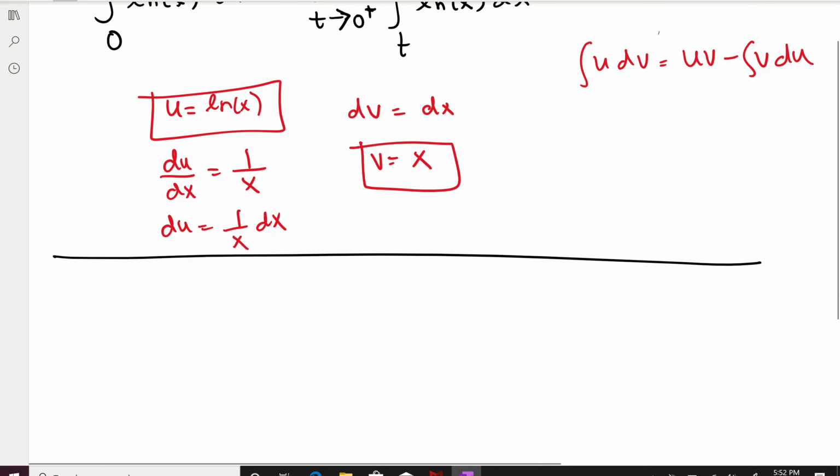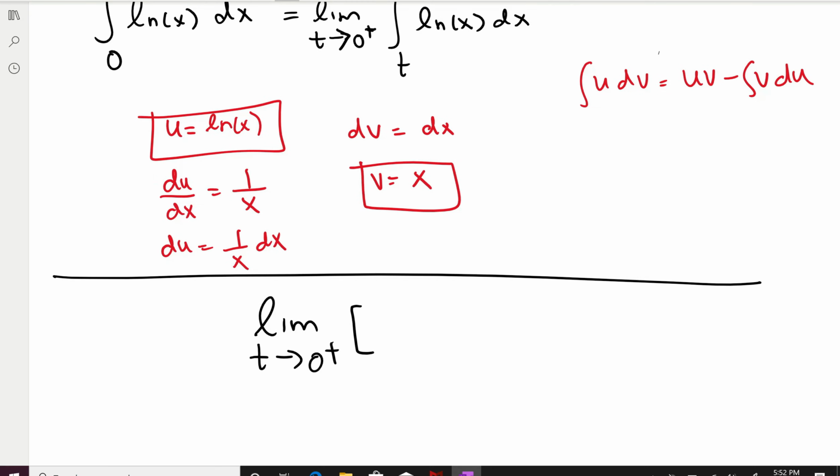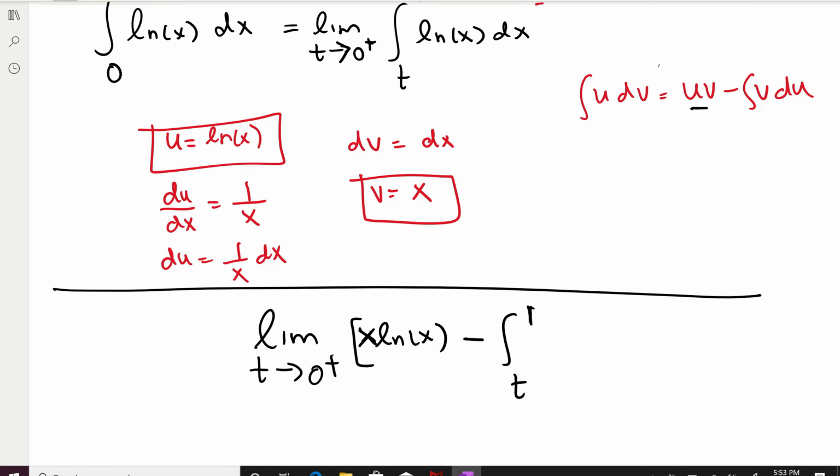Let's do that here. Limit, don't drop the limit, limit when t goes to 0 from the right. Okay, so this integral is now going to be u times v. So u is ln x, v is x. So let's write x in front of ln x minus, now you're integrating from t to 1, okay, and it's v times du. So x times du is 1 over x dx. So here x cancel out, let's close the brackets.